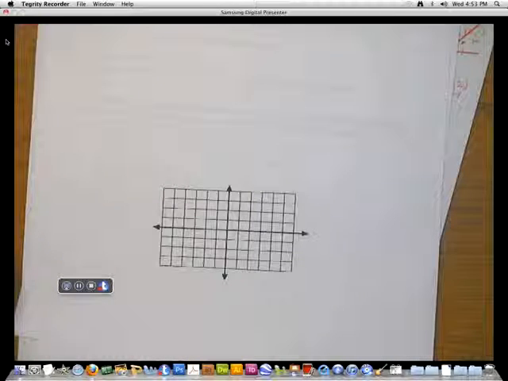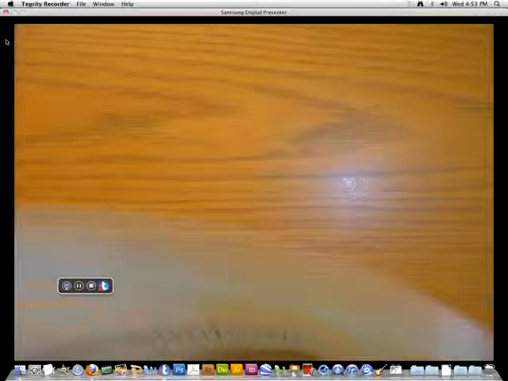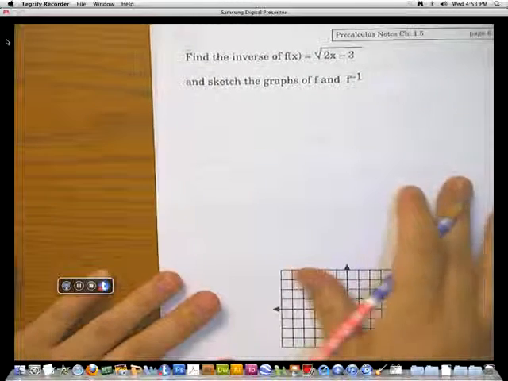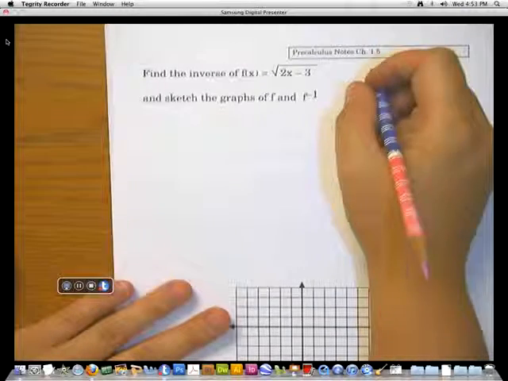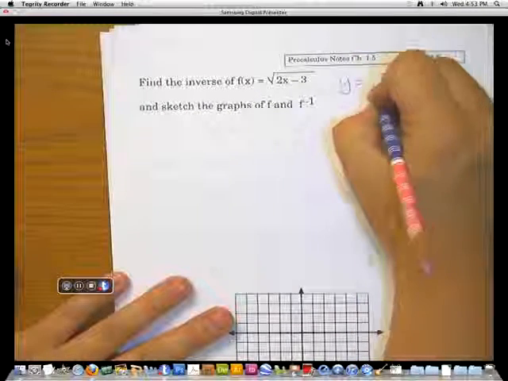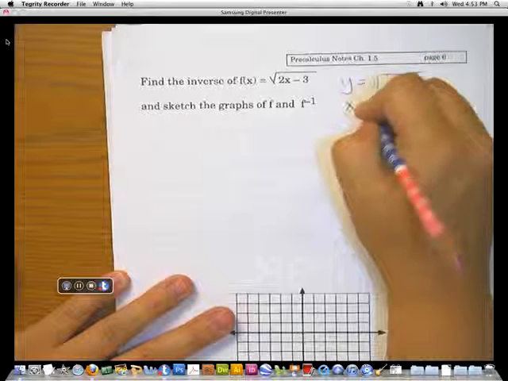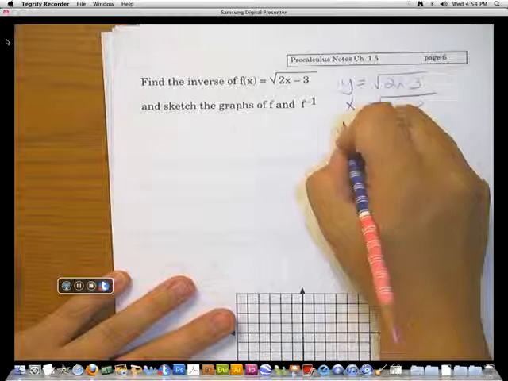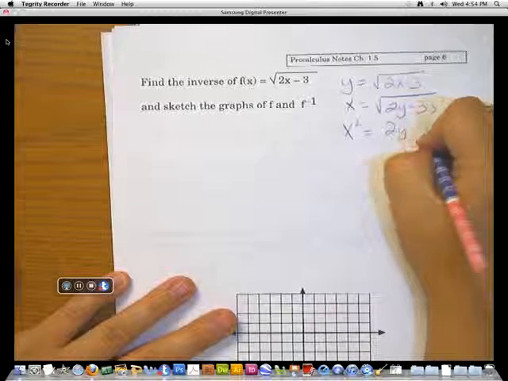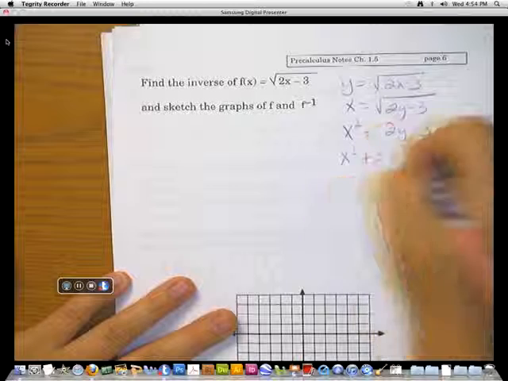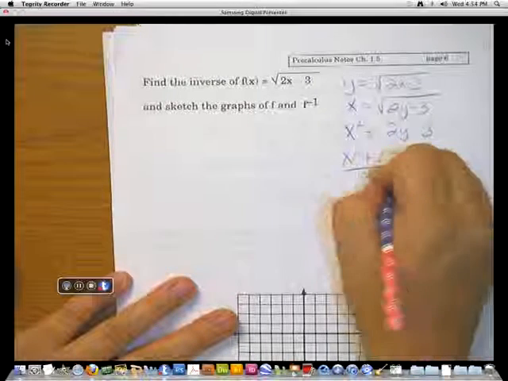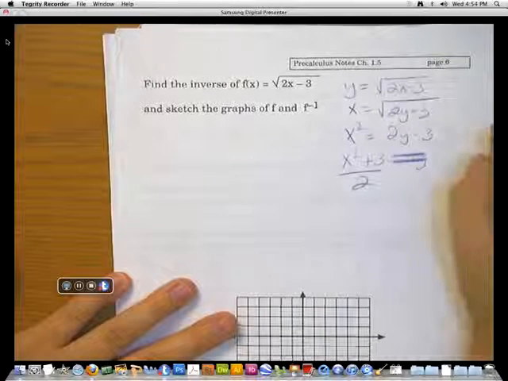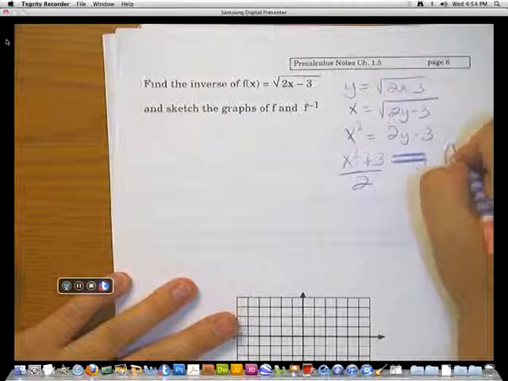Page 6 here, we have a square root. We're going to find the inverse of that square root. To find the inverse of the square root, we go through the algebraic steps that we just talked about. Change our f of x to a y. Switch our x and our y. Now solve for the new y. So I'm going to square both sides so I can get rid of the square root. I'm going to add the 3. And then I'm going to divide by the 2. And I'm going to put it in proper notation.